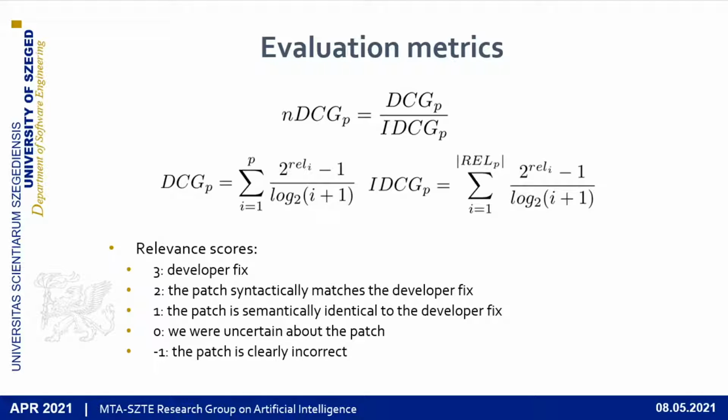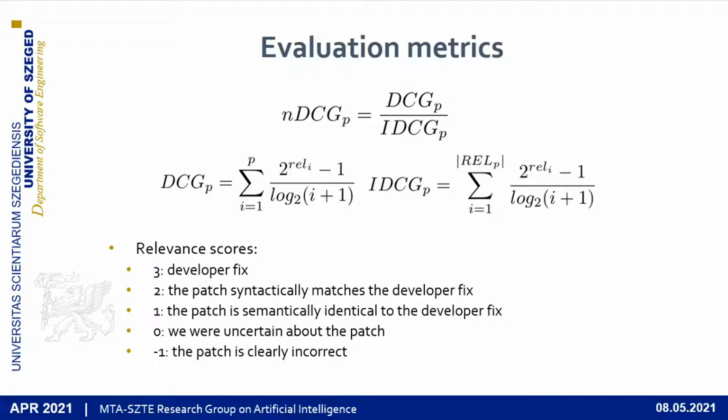The second is if the patch syntactically matches the developer fix. We use the term syntactic match when the codes are the same character by character, apart from white spaces. A patch gets the relevance score of 1 if it is semantically identical to the developer fix. That is, the two source codes have the same semantic meaning, but there may be character differences.